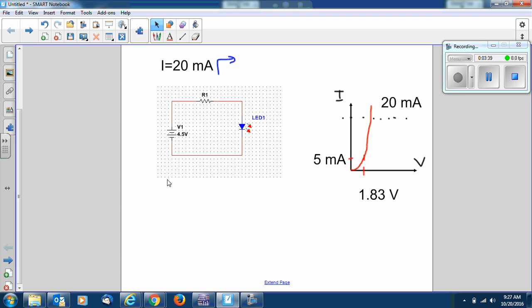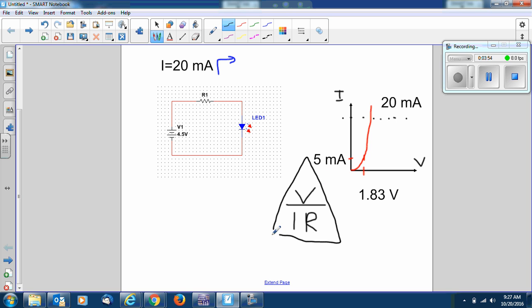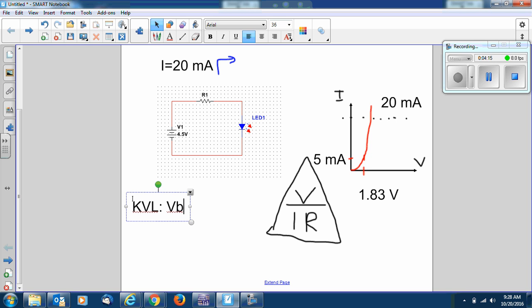Before I can find the resistance, I need the voltage drop. Because if you guys recall, Ohm's law is V equals I times R. Now, if I have just current, I cannot find resistance. I need the voltage drop of this resistor. But I can easily find the voltage drop using KVL. If you guys recall, KVL says that the voltage of the battery equals the voltage drops around the loop.